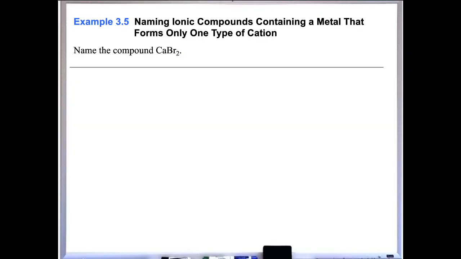Like now, for instance. It says name the compound CaBr2. Give the video a pause. I'll give you a couple seconds. Go over this one, try to come up with the name for this compound, and then we'll go over it together.